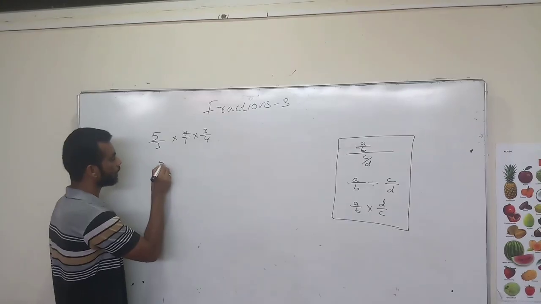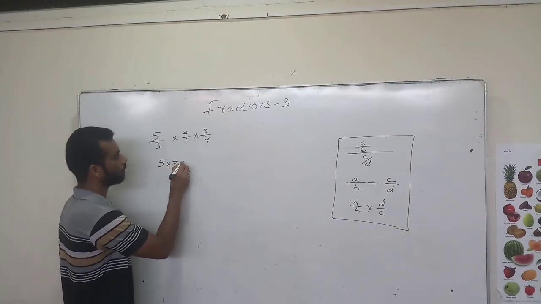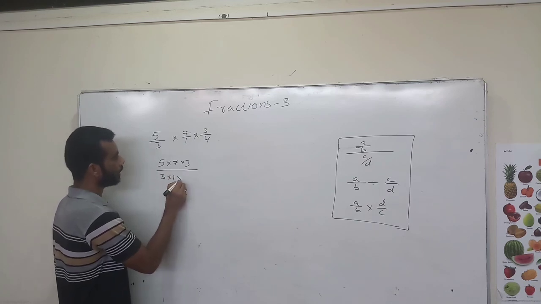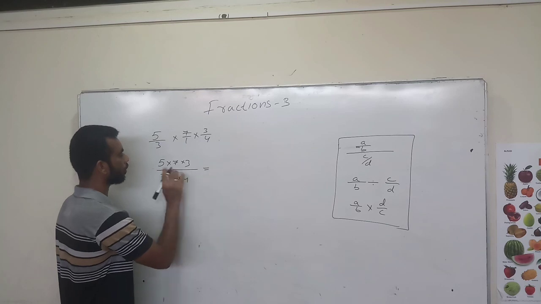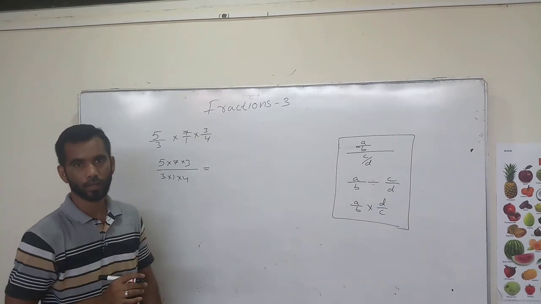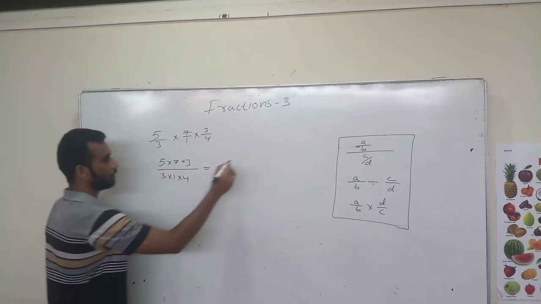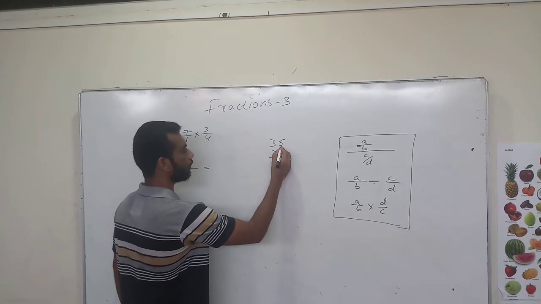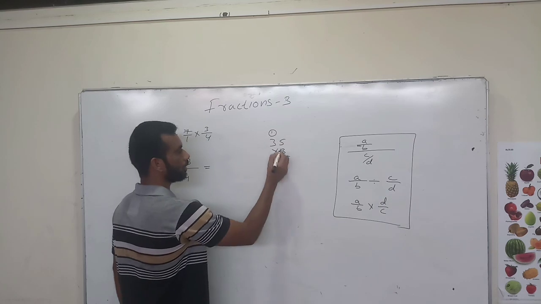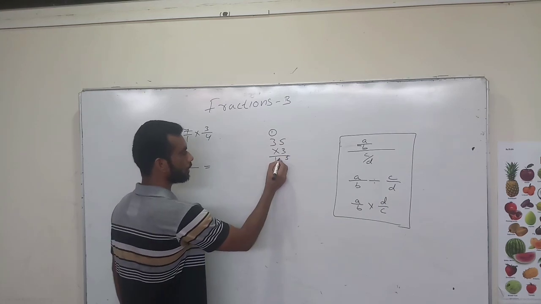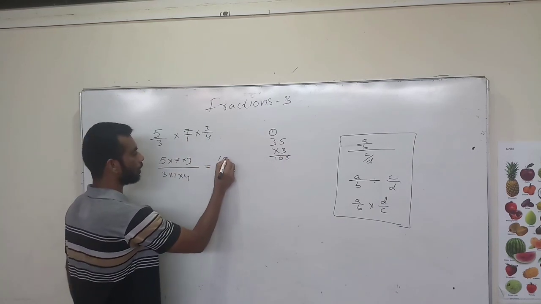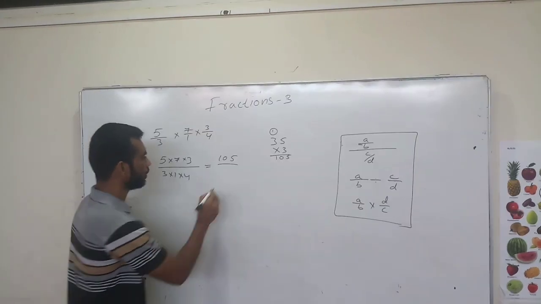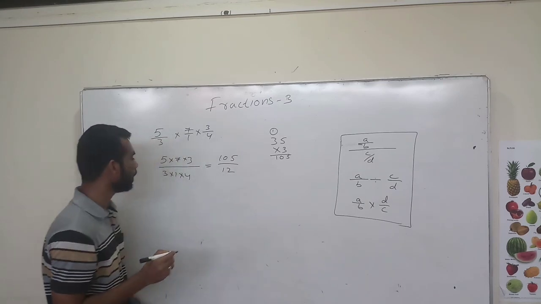What are the numerators here? 5 into 7 into 3. And what are the denominators? 3 into 1 into 4. 5 7s are 35, into 3. 3 5s are 15, 3 3s are 9, plus 1 is 10. It will be 105. By 3 1s are 3, 3 4s are 12.